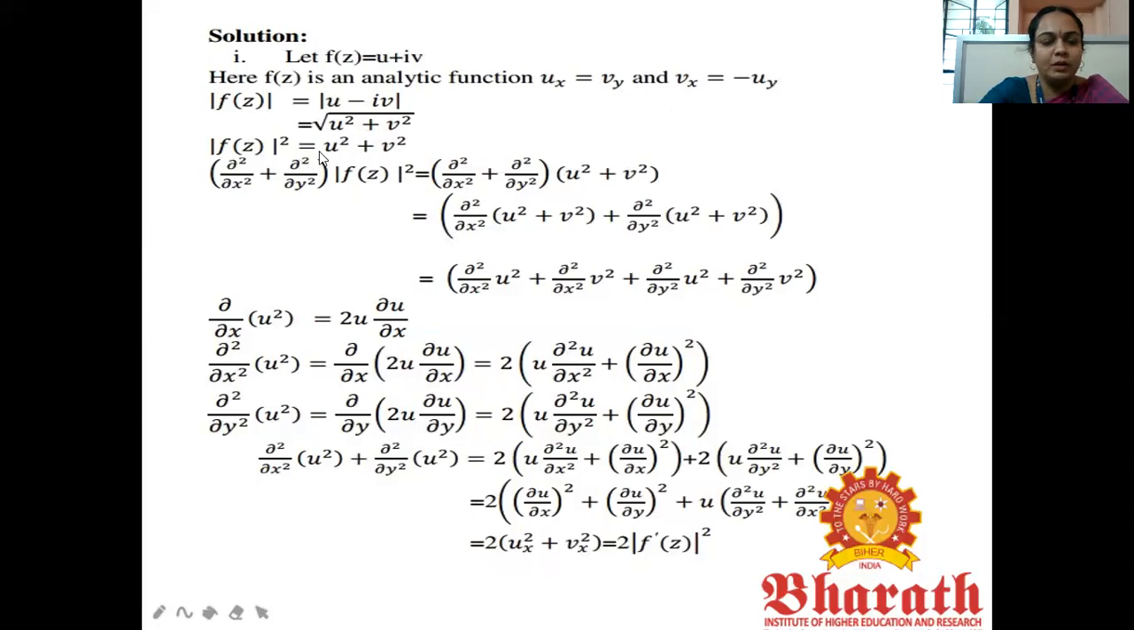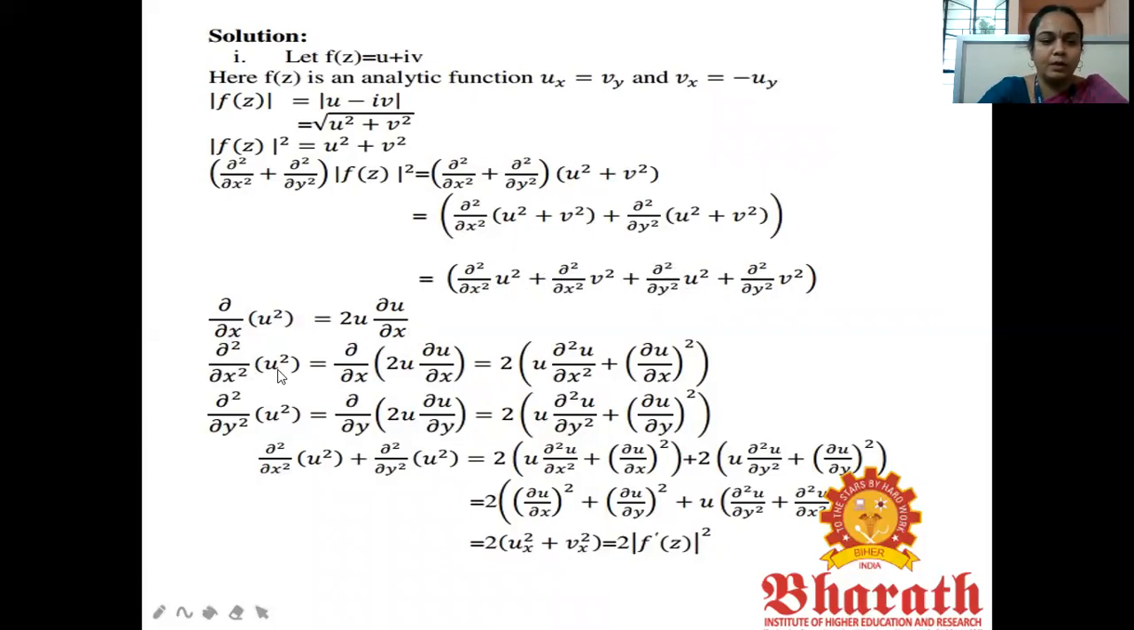So in this equation, just operate on both sides with dou square by dou x square plus dou square by dou y square. How to separate the variables? Dou square by dou x square of u square, dou square by dou x square of v square, dou square by dou y square of u square, dou square by dou y square of v square. First we have to find every term. Dou by dou x of u square is 2u, again dou u by dou x.